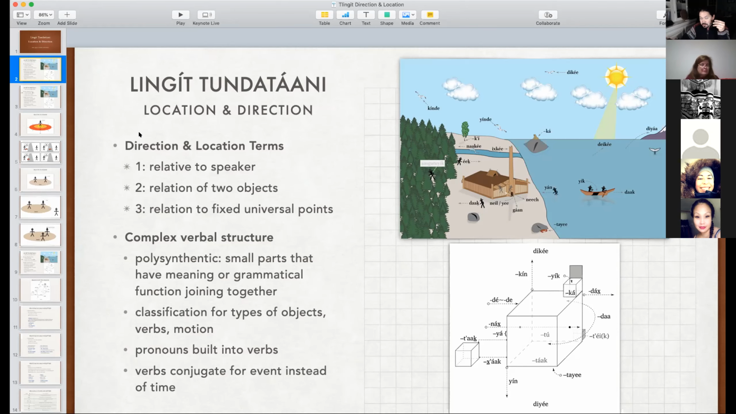These three senses of space: relative to the speaker, two things relative to each other, and then these universal fixed points in the Tlingit consciousness. So those are the three things that we're going to look at. We're just going to keep in mind that these tie into how we use verbs, these tie into how we talk about things, coming from places, going from places, being at places, and that Tlingit loves to have categories. So we're going to see some categories that pop up.